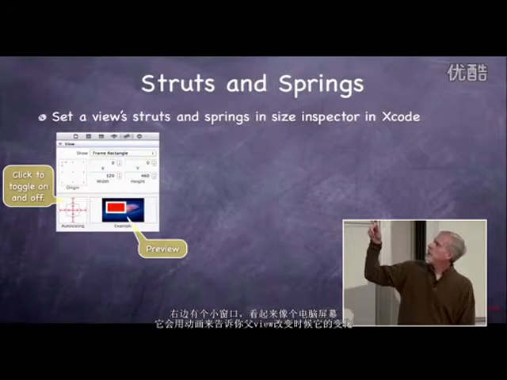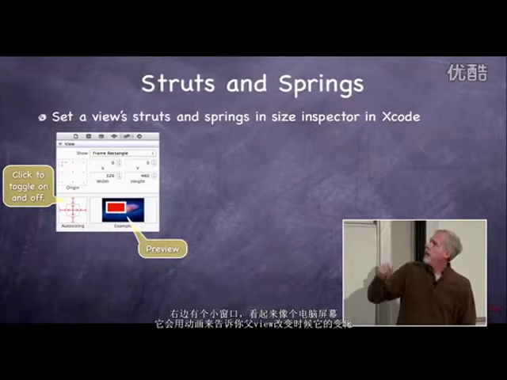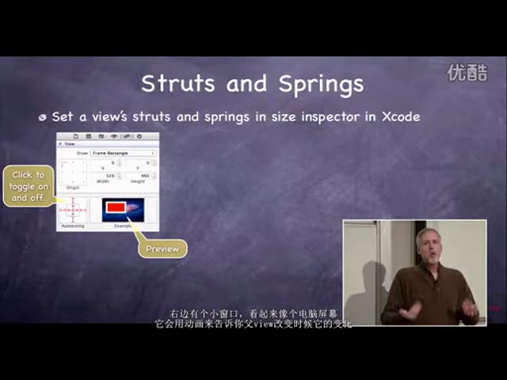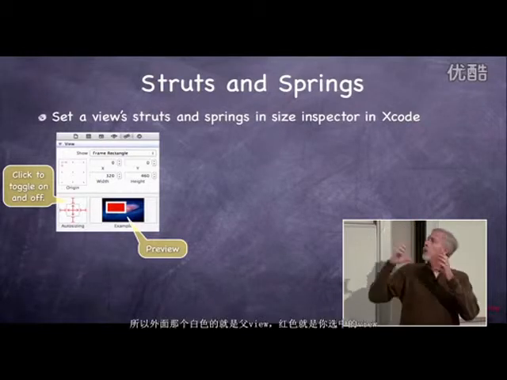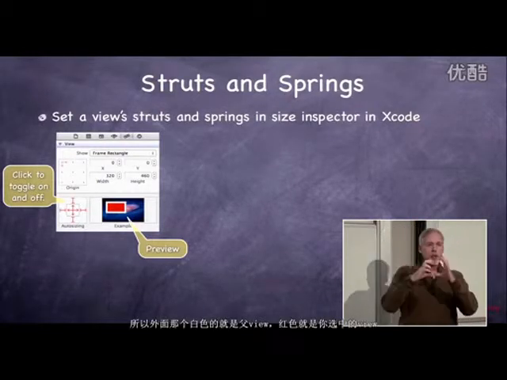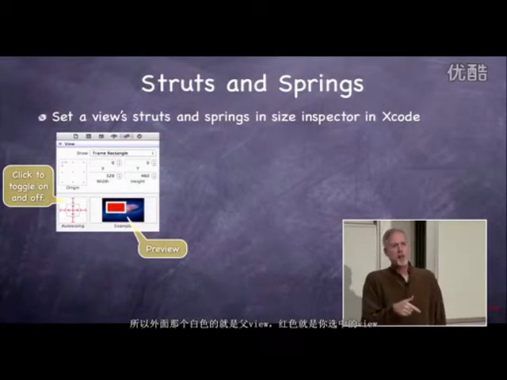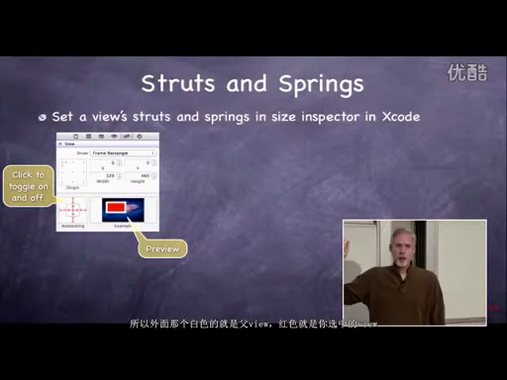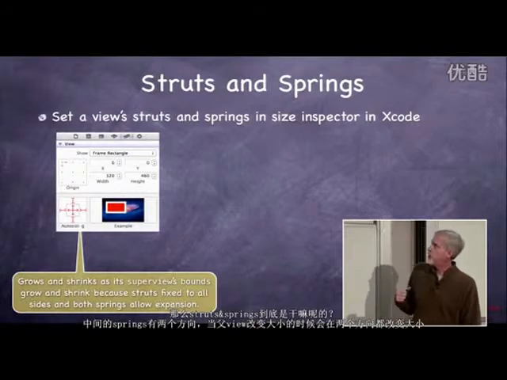On the right, there's a little window that looks like the screen of a computer, and it will animate to show you what this view is going to do with respect to its superview when things change. The outer white box in the preview is the superview, and the red box is the view that you're editing. You've got some view selected, and you're editing it here in the size inspector. So what would these springs and struts do?